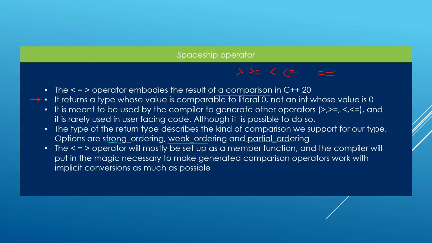We have seen that strong ordering hints to the fact that we support absolute equality. Weak ordering is going to hint to the fact that we can support equivalence and not absolute equality. And partial ordering is going to hint to the fact that your type may support incomparable values, just like we saw with double a little while ago.